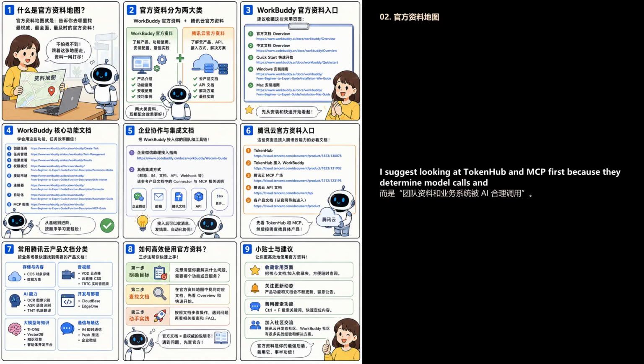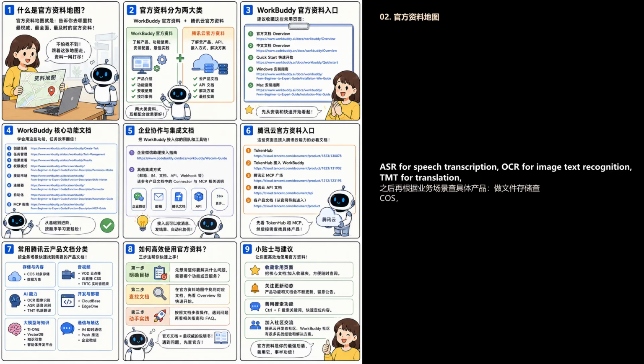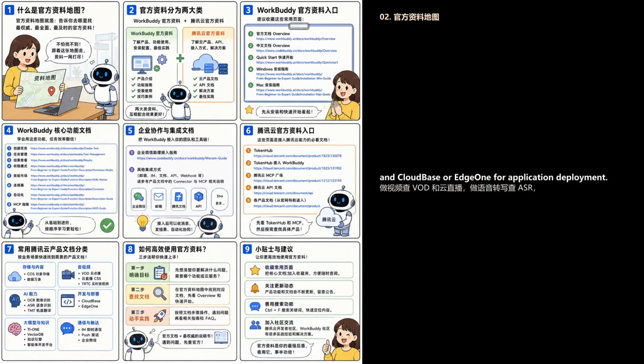I suggest looking at Token Hub and MCP first because they determine model calls and tool integration. Then check specific products according to the business scenario: COS for file storage, VOD and CSS for video and live streaming, ASR for speech transcription, OCR for image text recognition, TMT for translation, and Cloudbase or Edge 1 for application deployment.